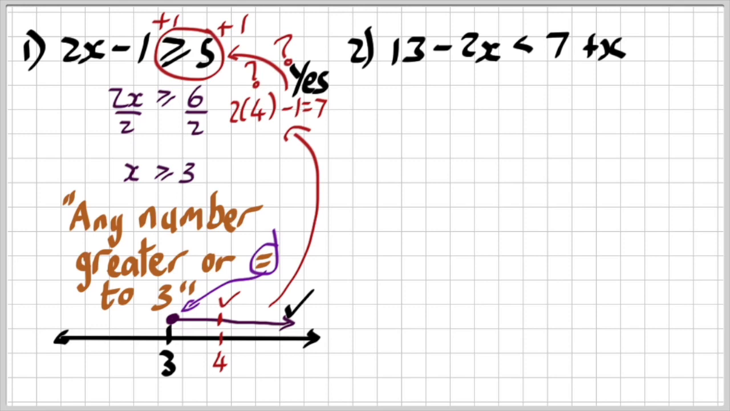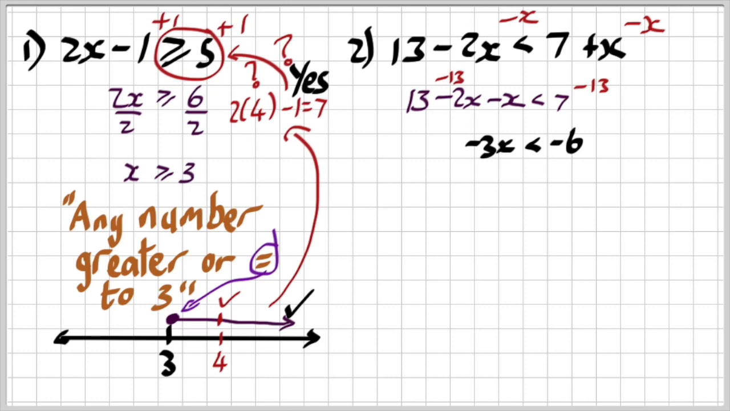So when we have a look, ladies and gents, on the second one, this one is a bit more of a tricky one. But I'm going to follow my basic instincts, which were trying to get my x's on one side, because it is a linear inequality. So I'm going to subtract an x on both sides, and I'm going to subtract 13 on both sides, leaving me with -3x smaller than -6.